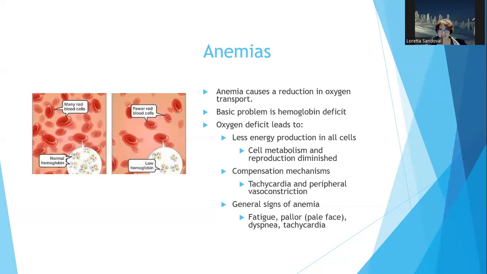So these changes lead to the general signs of anemia. So fatigue, which is excessive tiredness, pallor, which is paleness. So you're pale because you have vasoconstriction in the periphery. Makes sense. Dyspnea, which is increased effort to breathe, and tachycardia, which is a rapid heart rate. So you can see how the effects of oxygen deficit lead to those general signs of anemia.